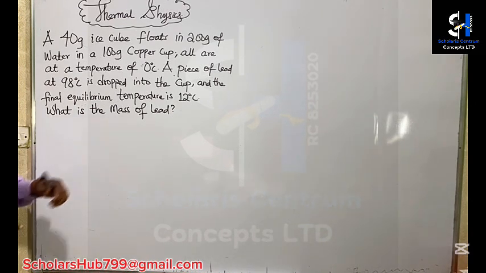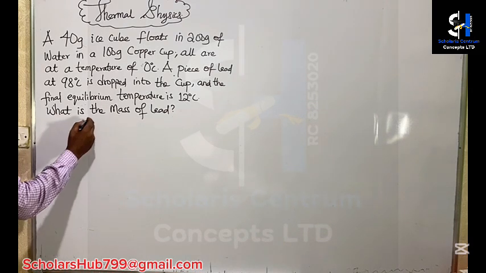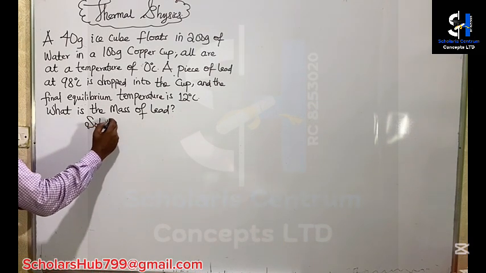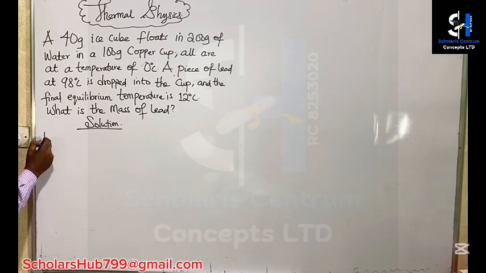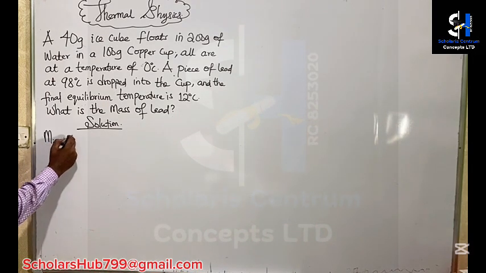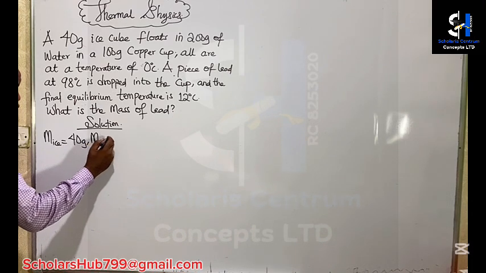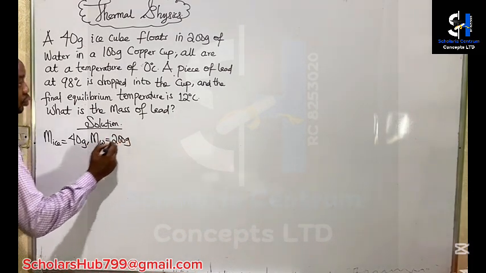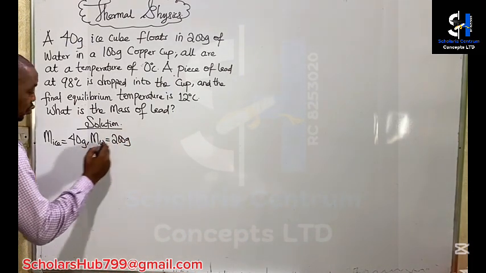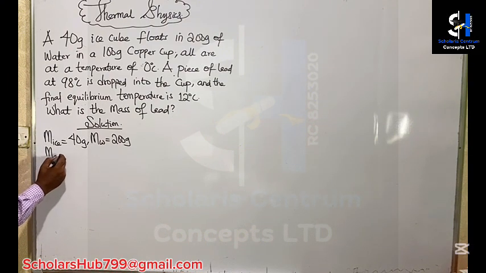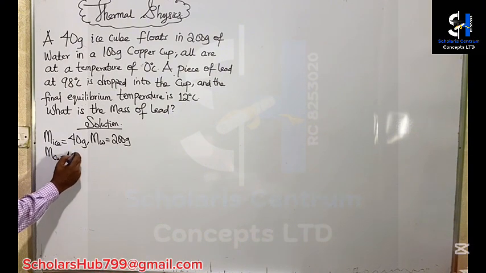All right, so in this case, we have a 40-gram ice cube floating in 200 grams of water in a 100-gram copper cup. First things first, we have the mass of ice, which is 40 grams. Then we also have the mass of water, which is 200 grams. And then we also have the mass of copper. The mass of copper is given to be 100 grams.